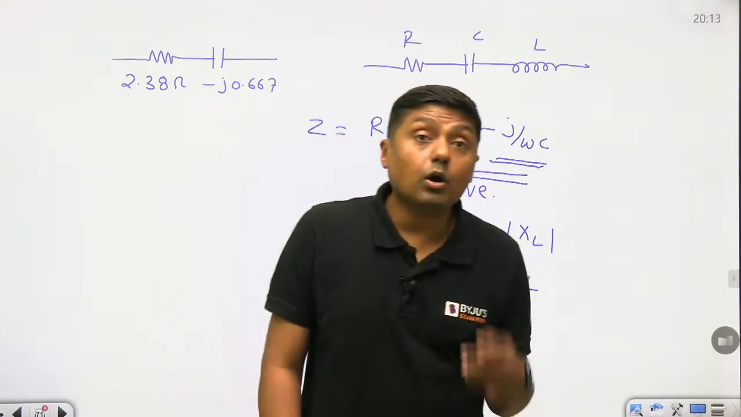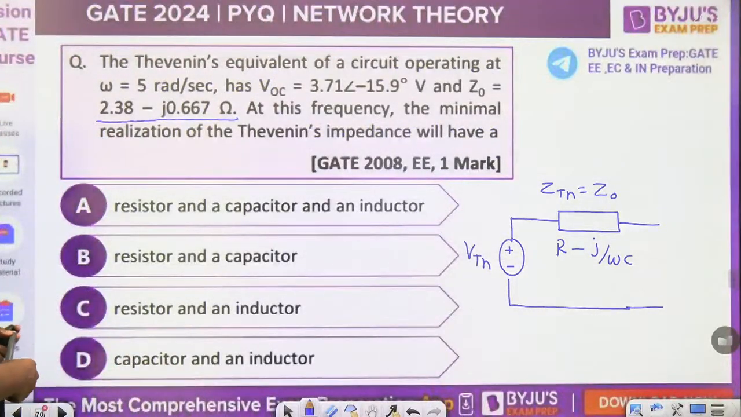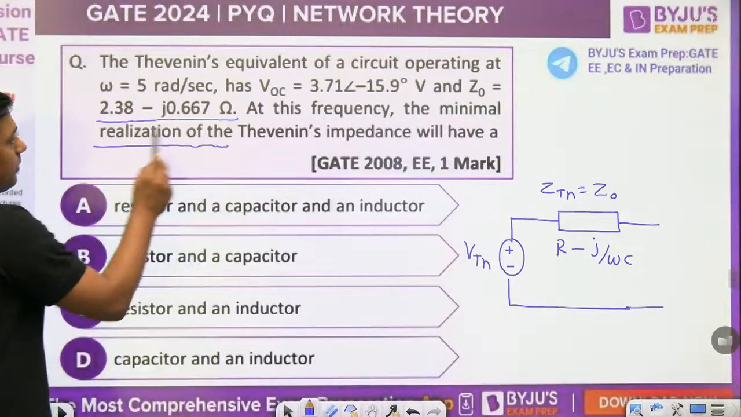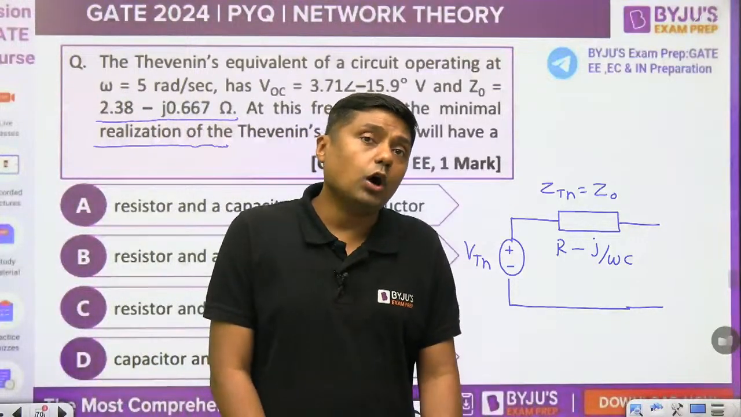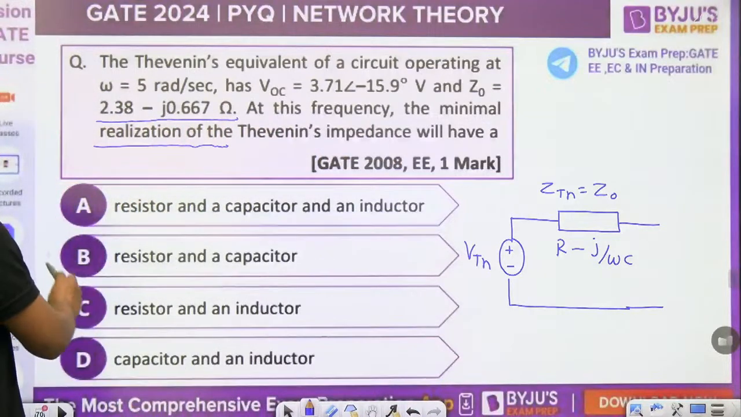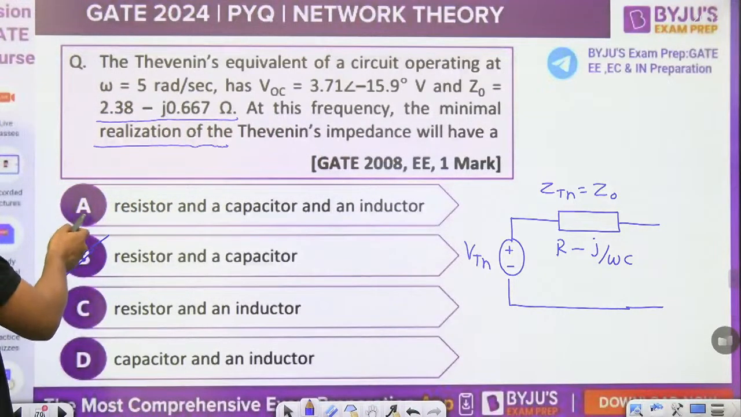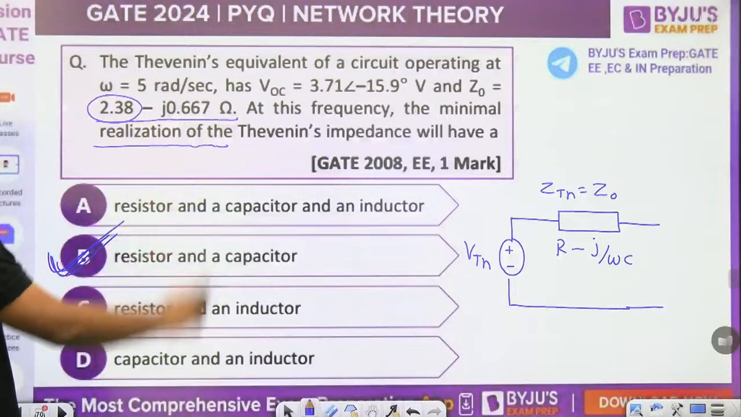Again, but what is the keyword used here? Keyword is the minimal realization. Minimal means what? We have to use the minimum number of components. If you want to use the minimum number of components, means what? Resistor and capacitor. This is also correct. Resistor and capacitor and what? Inductor. But the condition of minimum number is given. So resistor alone is not possible, capacitor and inductor not possible because real part is positive. That's why B is the correct answer for this question.